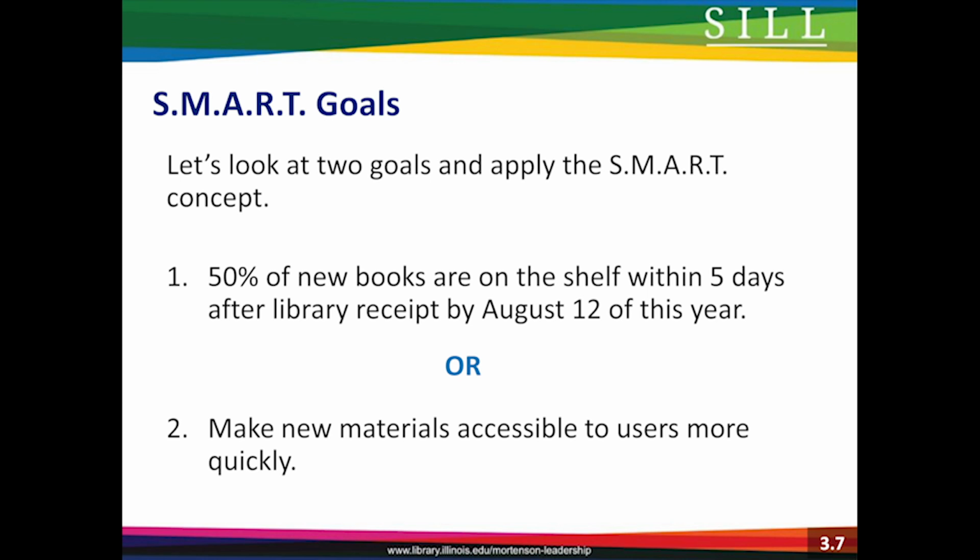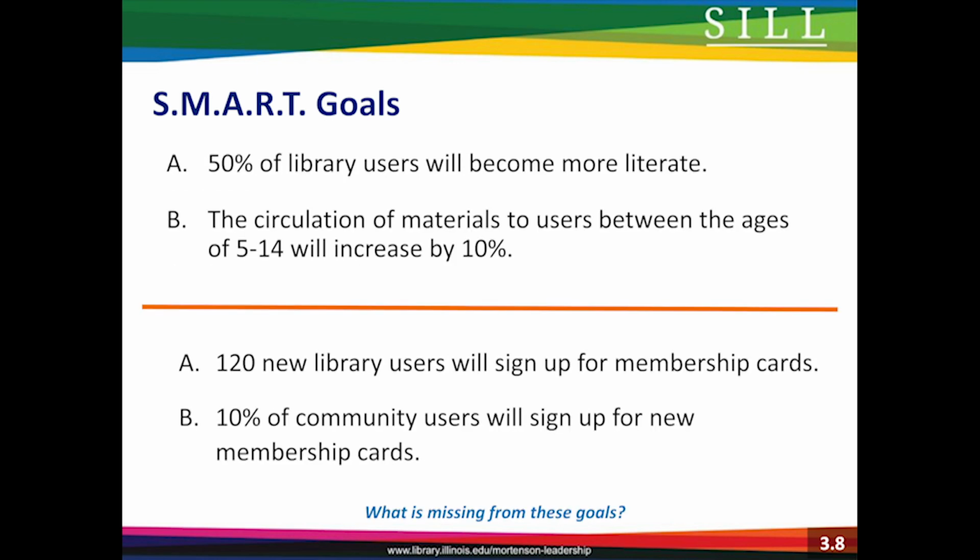So here you should really get the group to participate with you and to pick out the right goal, and ask them to define why they picked that goal, to specifically point out the areas where they think this goal is a better goal than the other. And the answer to this slide is that goal 1 is a stronger goal because it mentions 50% of new books and it has timelines. So let's look at some more goals.